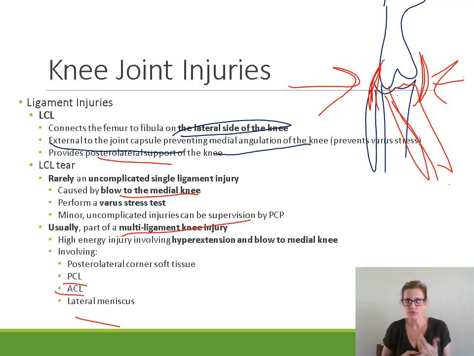A common presentation for LCL tears is football players who are tackled, and when they were tackled, they sustained a blow to the medial knee while their foot was planted and leg was extended. For example, if they're running and that foot is planted, leg is straight, and they get tackled from the medial aspect, that's a common indication that there might be LCL damage. Pain is usually in the lateral or posterolateral aspect of the knee, whereas an MCL tear would be pain localized more to the medial aspect of the knee.